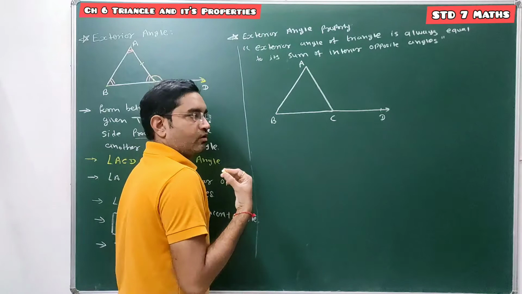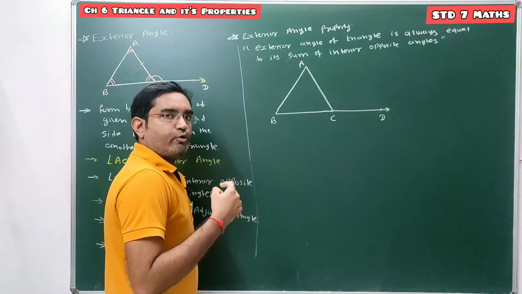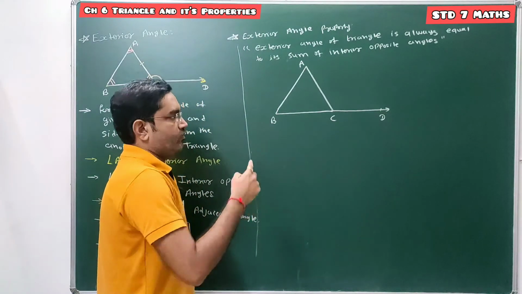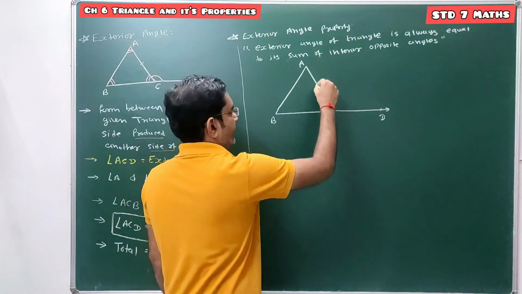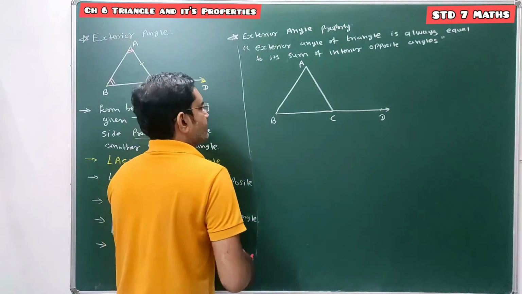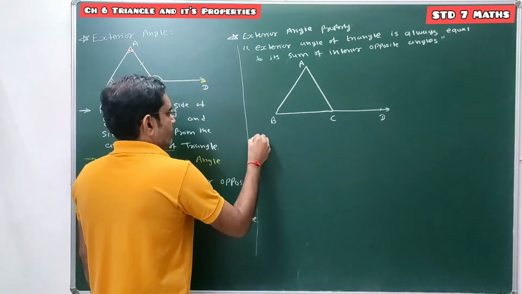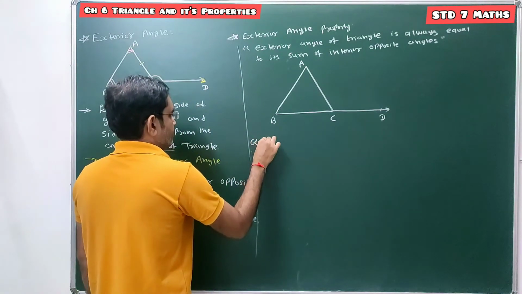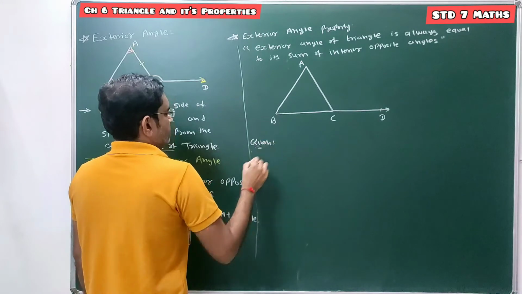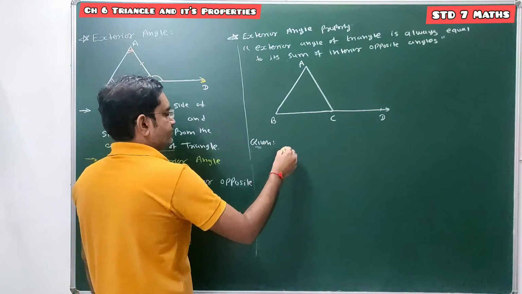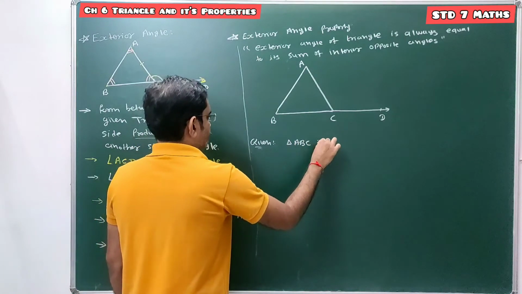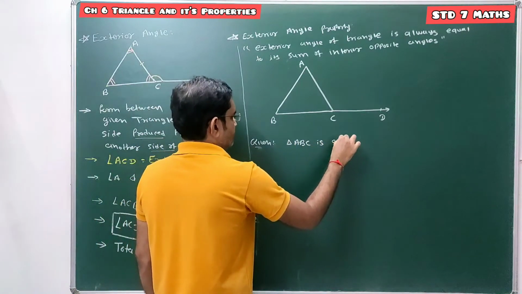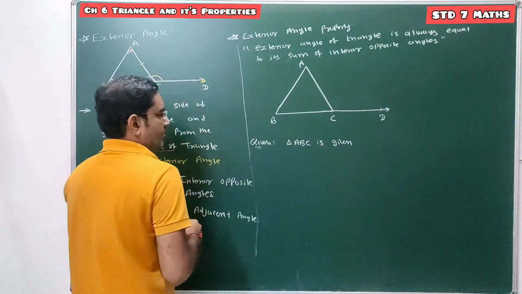And note the statement: BC is produced to get point D. So here BC is extended from the B to C side. So here angle ACD is the exterior angle. So this is given. So given: triangle ABC is the given triangle. So triangle ABC is given.